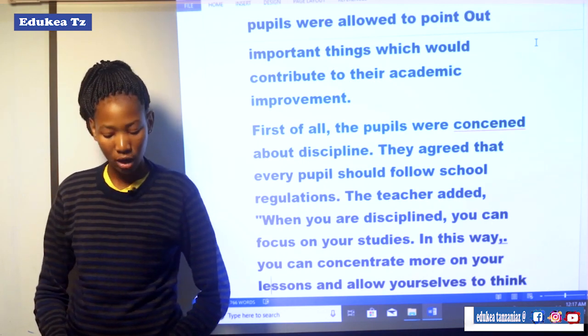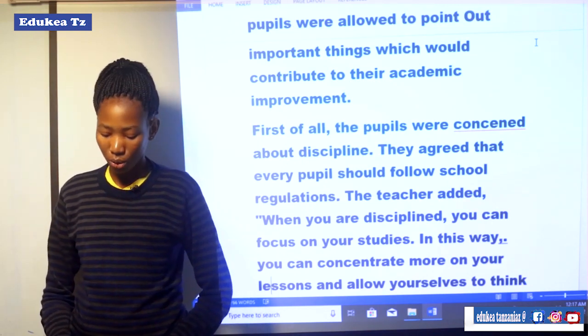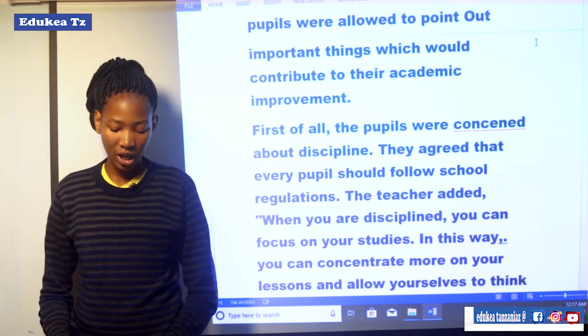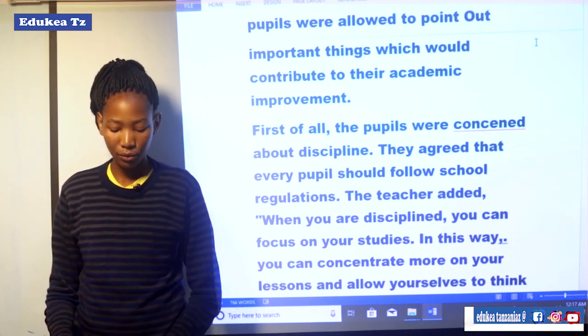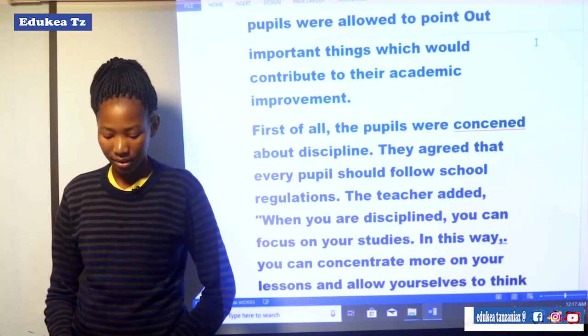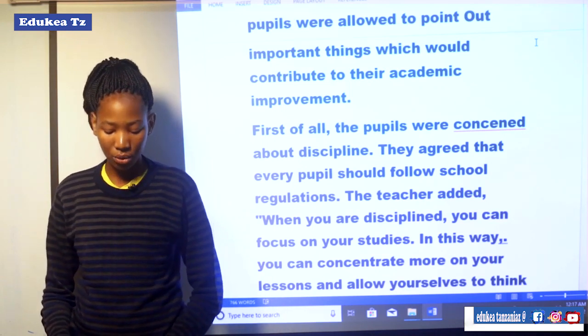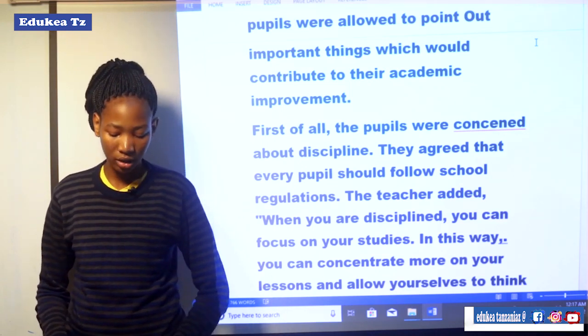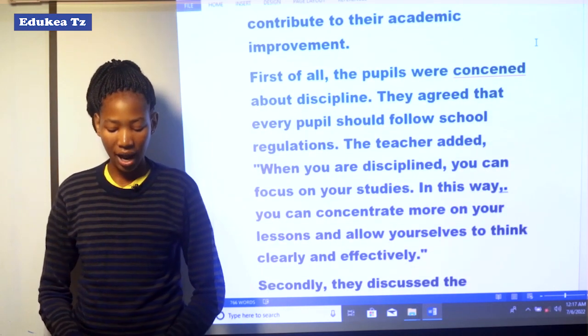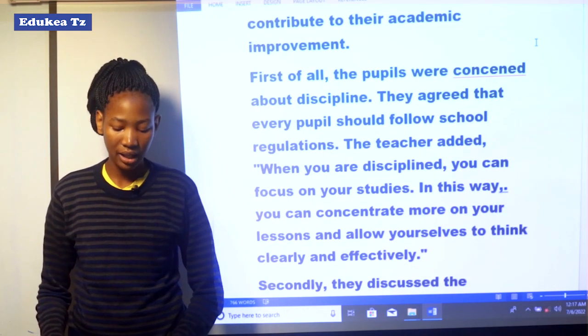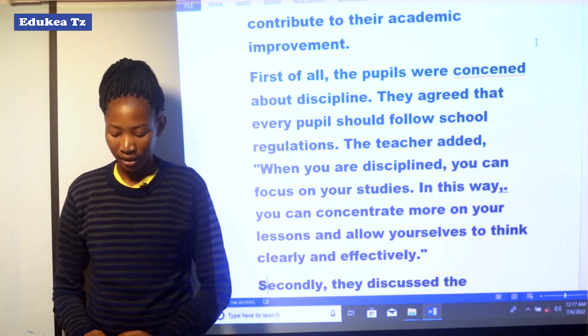every pupil should be disciplined at school. The teacher added, when you are disciplined, you can focus on your studies. In this way, you can concentrate more on your lessons and allow yourselves to think clearly and effectively.